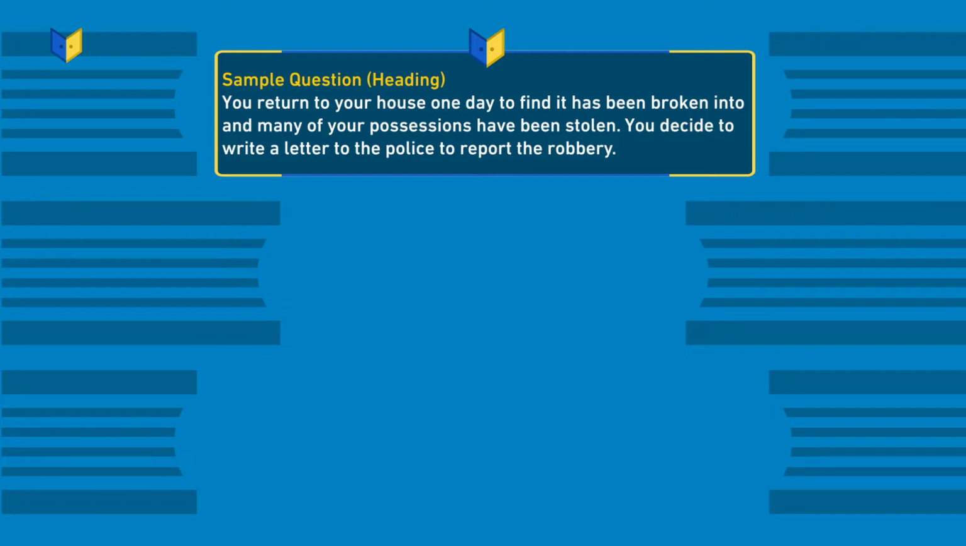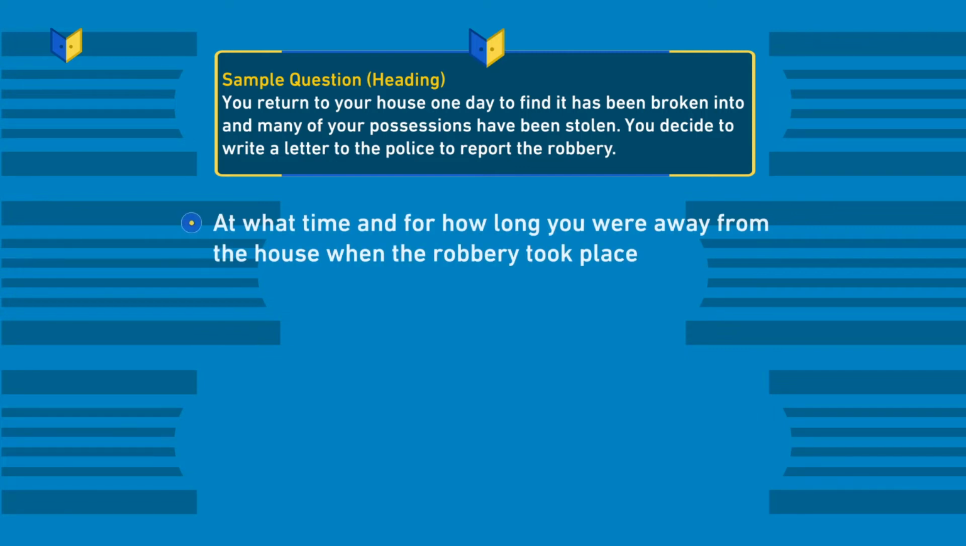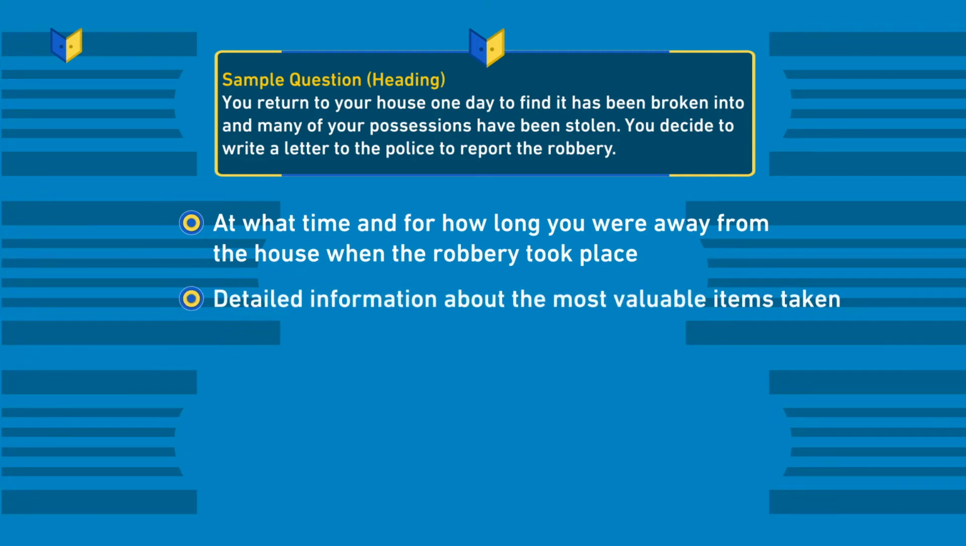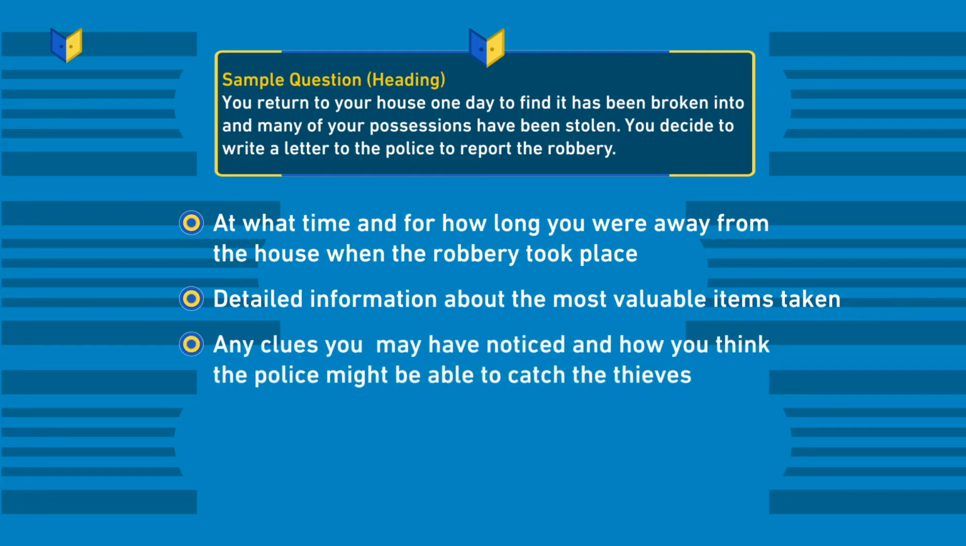These content points usually read something like: where and what were you doing when the theft happened, what you believe the burglars took from your house, and number 3, any other piece of information you can provide that will help the police catch the thieves.